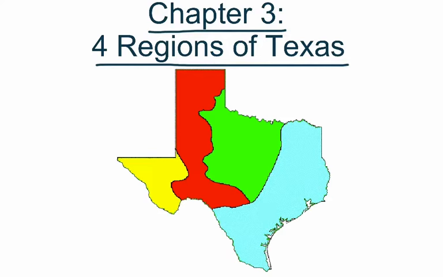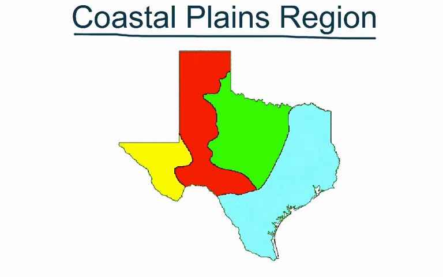Today's video lesson is Chapter 3 and the 4 regions of Texas. The very first region that we'll be talking about today is the Coastal Plains region. The Coastal Plains region is seen here in this light blue turquoise color on the eastern side of Texas.